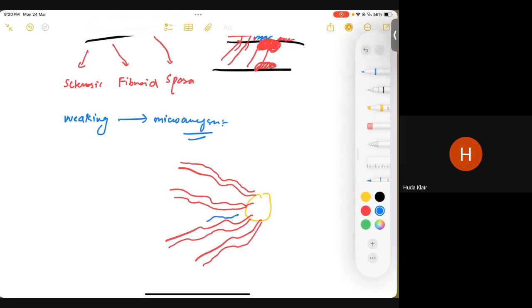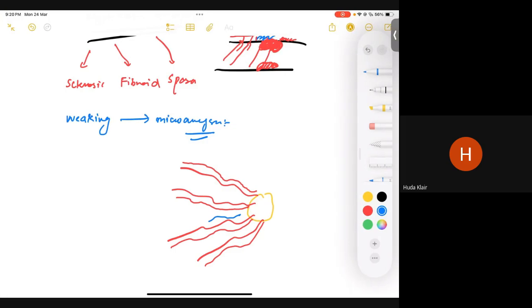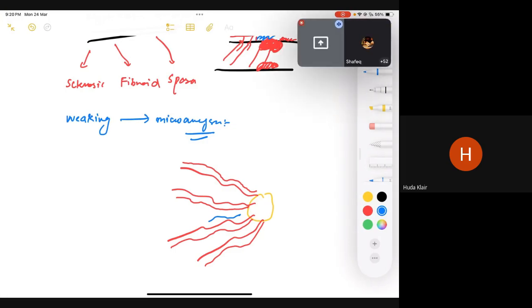You can simply think of, if we have vein, we already know that in the veins, the blood. Okay, Dr. Shafiq, can you just please fix your mic? There's some noise. Thank you so much.